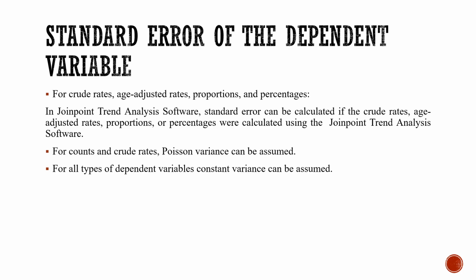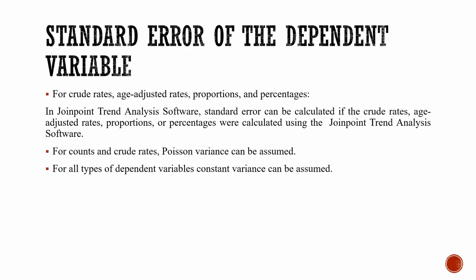The standard error of the dependent variable for crude rates, age-adjusted rates, proportions, and percentages, we can calculate directly in Jointpoint trend analysis software. For counts and crude rates, we can use Poisson variance, if the assumption is correct, of course. And for all types of dependent variables, constant variance can be assumed. The latter two options negate the need for the entry of a standard error.